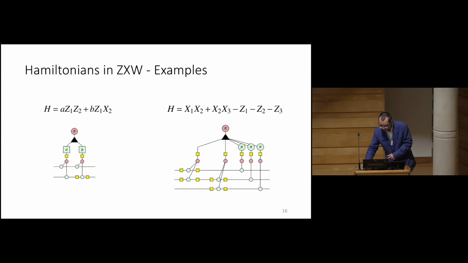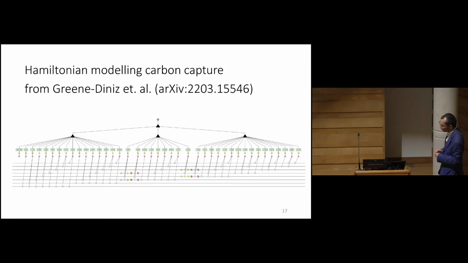So for example, if you have two Hamiltonians in this form, you just put the connection to them because they are not identity. Here also there's a connection to all of them. Because this is X, you have a conjugation with a Hadamard. Similarly for this Hamiltonian. So you can represent any Hamiltonian directly. And then we use this method to represent the Hamiltonian used in a very recent paper by, I think, Bob Greene and others, a lot of people. I think this is the first paper which used quantum computing methods to help design carbon capture materials. So we use our method to automatically represent the Hamiltonian used in their paper.